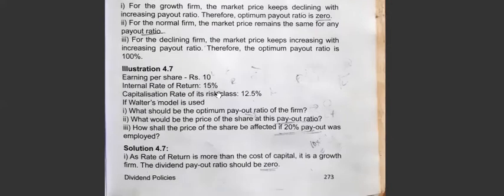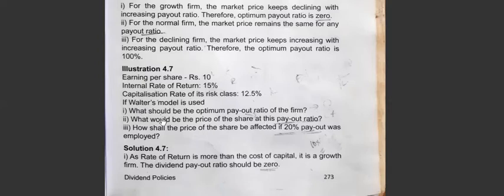Now, see here this problem. EPS is given, internal rate is given. Internal rate is nothing but rate of return. Then capitalization rate or K is given. If Walter's model is used, what should be the optimum payout ratio? For that, you have to check which firm it is. See here, R is 15% and K is 12.5%. It means it is a growth firm. When growth firm, the dividend payout ratio should be 0.